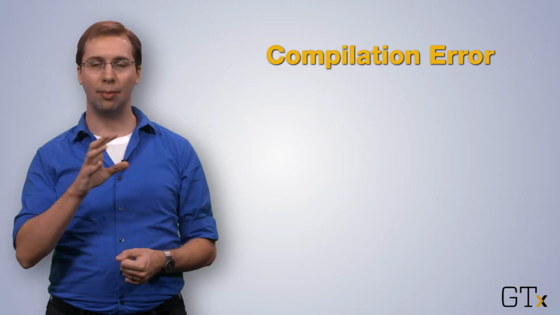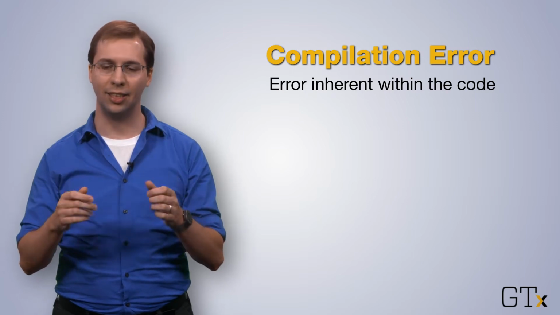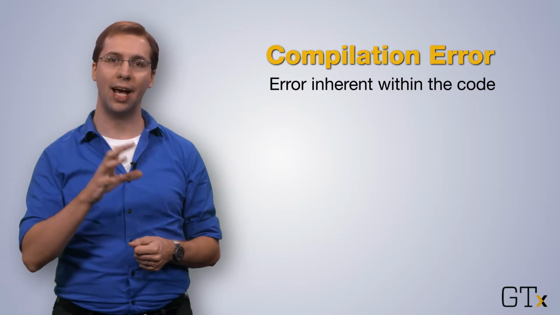For an error to be a compilation error, it has to be a problem inherent within the code. In other words, it has to be an error we can identify just by looking at the code, not an error that only exists in the context of how the code is run. So, for example, imagine some code that deletes all the files in a folder. If you try to run it on an empty folder, it might give an error. But that error wasn't a problem with the code itself. It only arose when the code was run.